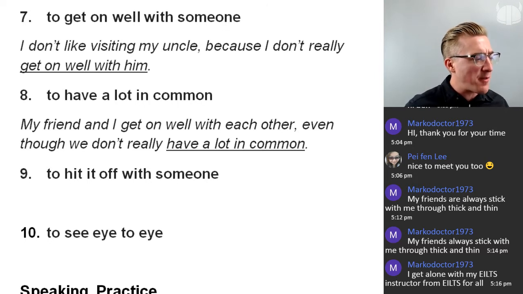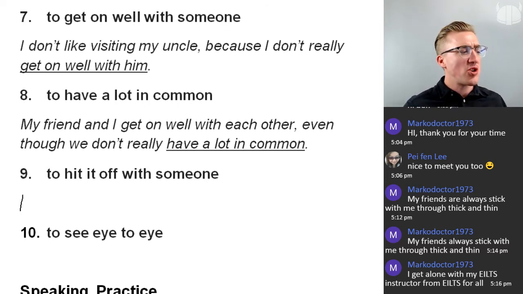All right, we got two more, so let's finish them up here. To hit it off with someone. To hit it off with somebody. What does that mean, to hit it off with someone? It means to get along with someone at the very first moment when you meet for the first time. Okay, so we use it a lot for a first date. When you go on a first date with someone, did you hit it off or not? Did you get along well from the beginning or not?